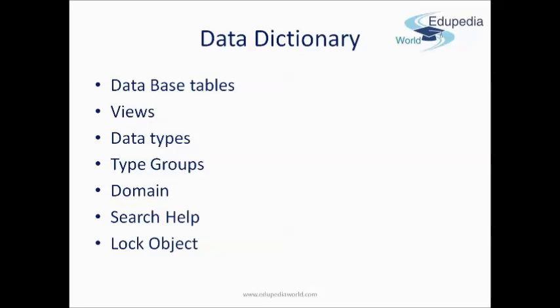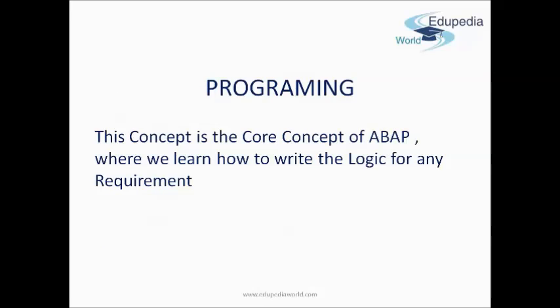Type groups are basically used to store code which will have only structure declarations. Domains are also used to store properties. Search help is mainly used for a drop down of values; if you want a value help, then we can go for search help. And lock objects are used to lock objects. The locking and unlocking concept, what exactly it is all about, we are going to discuss when we cover the data dictionary topic.